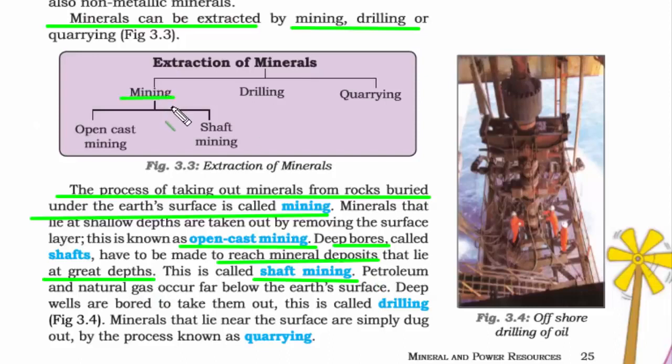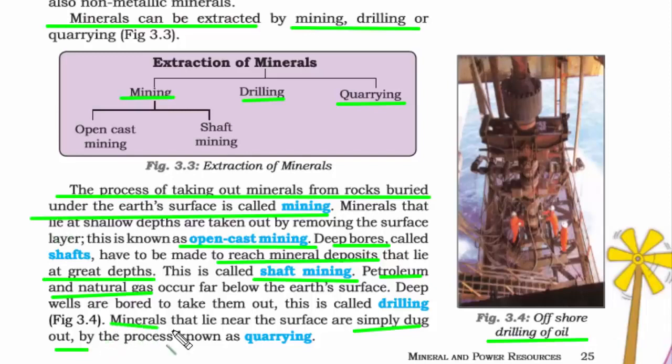The next type of extraction is called drilling. This is usually done to extract petroleum and natural gas. Here's a picture that shows how drilling is done. The third type of extraction is quarrying. Quarrying is done by simply digging out the mud. I think this is the easiest one, though we need hard labor for this, but it is comparatively cost effective. You take a bunch of people and start digging out the earth's surface. This is good for minerals that lie near the surface.